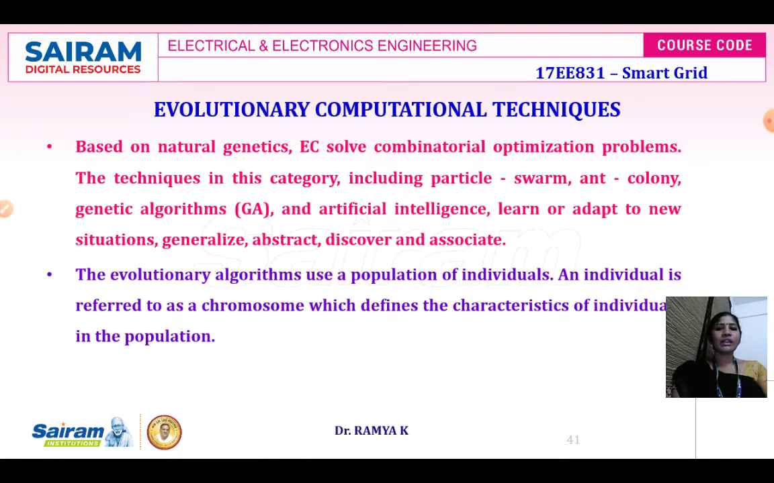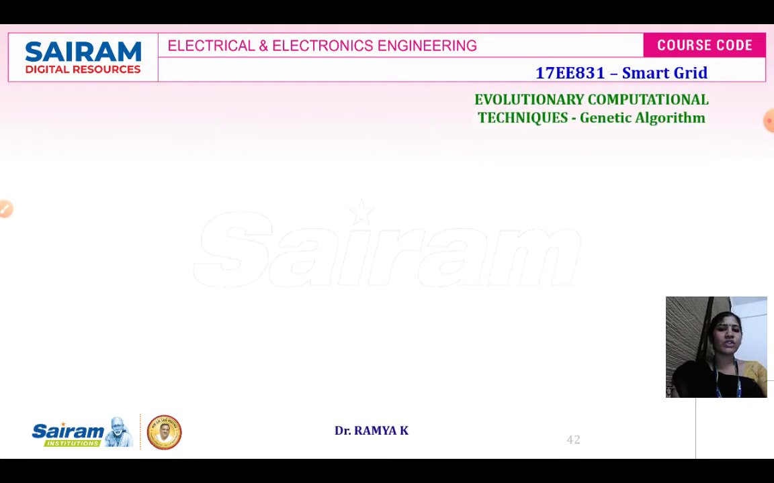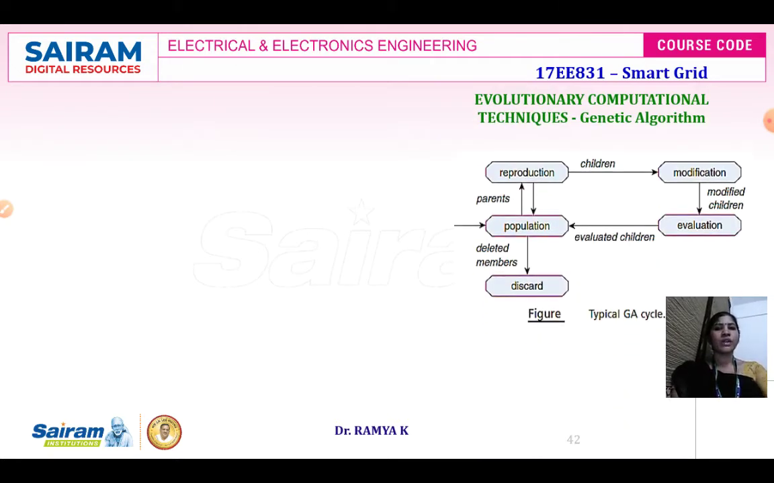Similarly, under the evolutionary algorithm, we have the genetic algorithm, the genetic method, and the particle swarm optimization method. So we'll see them one by one. Under evolutionary computational techniques, we have the genetic algorithm. Here we have reproduction and modification. This is having a population. It is the general method that defines your genetic algorithm cycle.